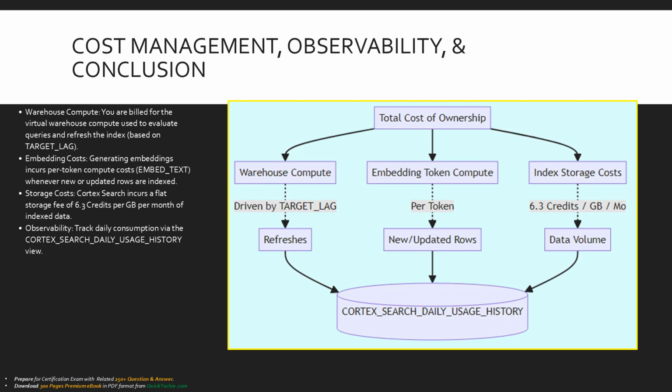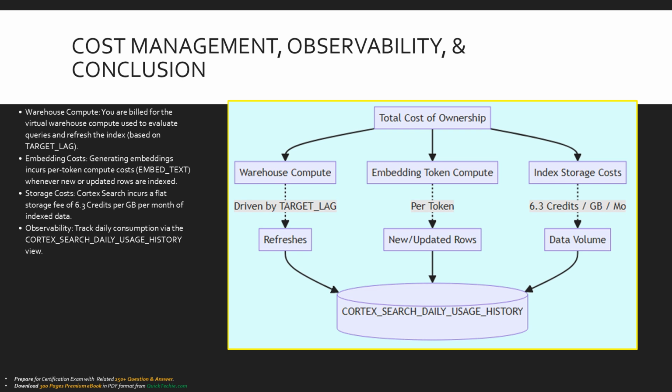Finally, we must architect for cost management and observability. Operating a Cortex Search service incurs 3 primary cost vectors. First is warehouse compute. The virtual warehouse attached to your service consumes standard credits when it spins up to refresh the index based on your target lag schedule.